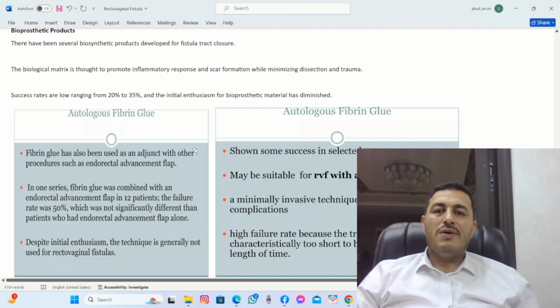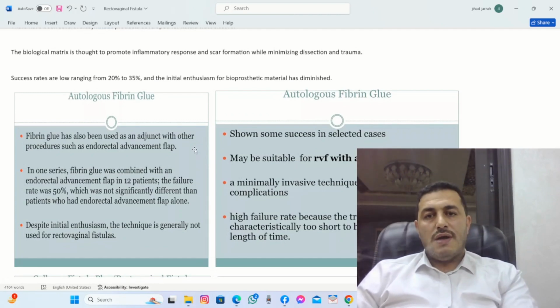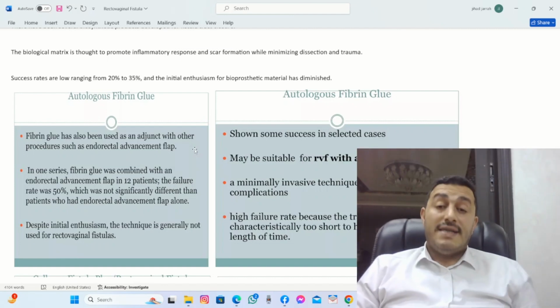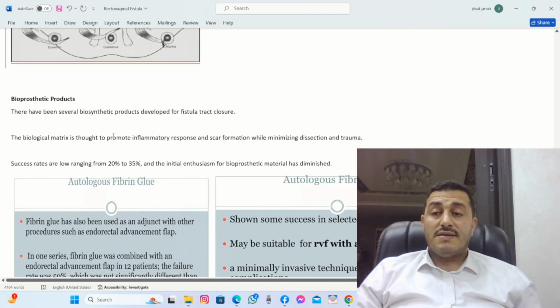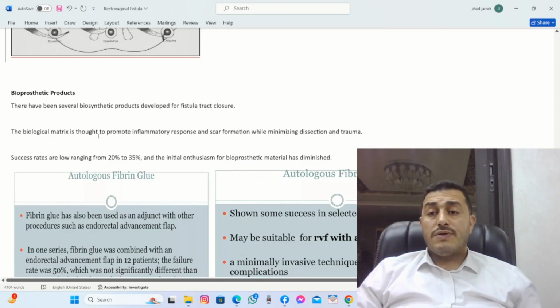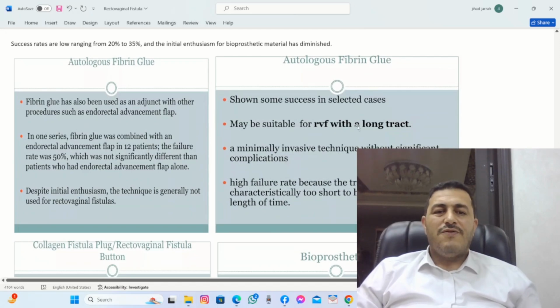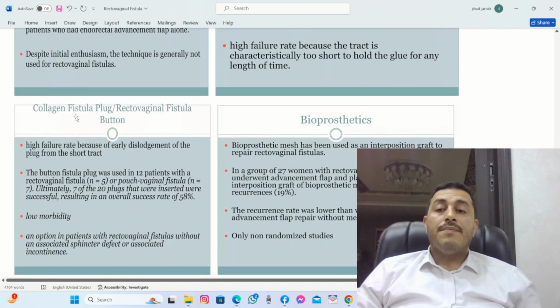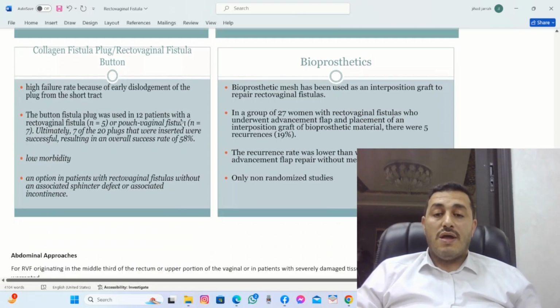Actually, the success rate is low, and if you remember in the beginning of this lecture, we talked about stem cell injection, and we said that it is promising, but I don't know if it failed. Biological products, for example, stem cell injection for fistula. Bioprosthetic products, for example, fibrin glue, which is advised for long tract rectovaginal fistula, and the collagen plug. I have no picture, but it's a plug or button, the rectovaginal fistula button. All of these have a higher fail rate. They are usually used as an adjunct with other modalities.